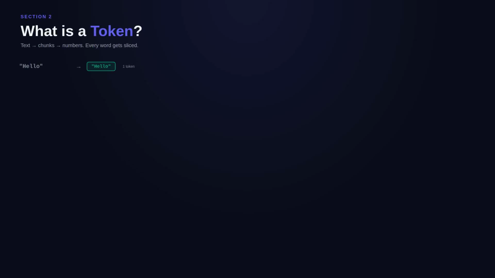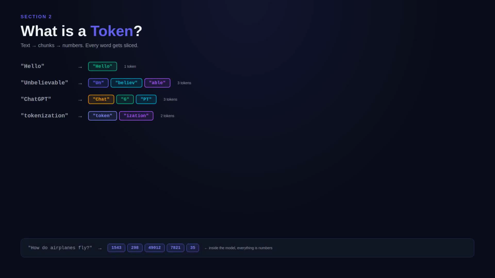Before a model can process language, it must convert text into tokens. A token isn't necessarily a word, it's a chunk of text. The word hello may become a single token, but unbelievable may become 3 pieces: un, believe, and able. Different models use different tokenizers. For English text, 1 token is often around 3 to 4 characters. The sentence you're hearing right now is being broken into hundreds of tokens before entering the model. Inside the model, everything becomes numbers.